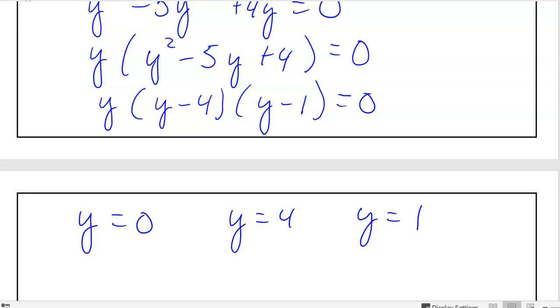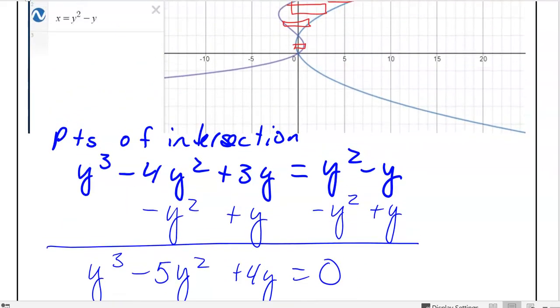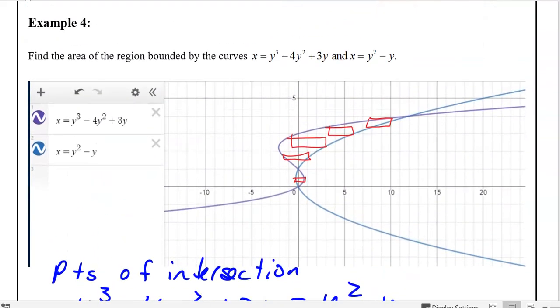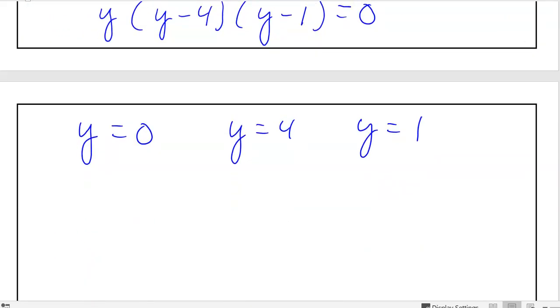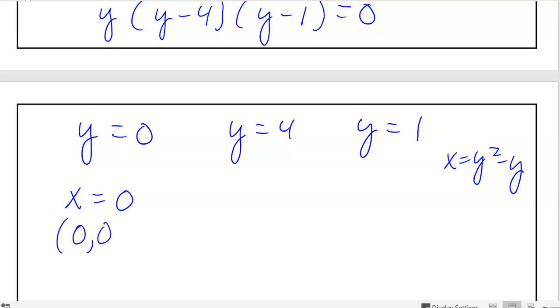I can use any of the equations that were used to produce it in order to find the x value. However, the simplest would be x equals y squared minus y. Let's go ahead and write that to the side so that we can remember what it is. Now I will solve for x. In the first one, obviously, if I square 0 and subtract 0, I still have 0. So our first point of intersection is the origin.